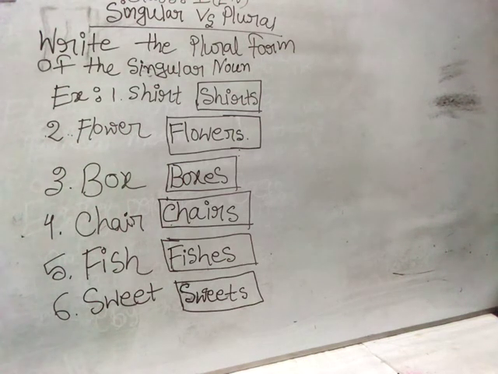Now again go through the words. One is shirt, shirts; flower, flowers; box, boxes. But notice the spelling of different plural forms. Chair, chairs; fish, fishes; sweet, sweets.